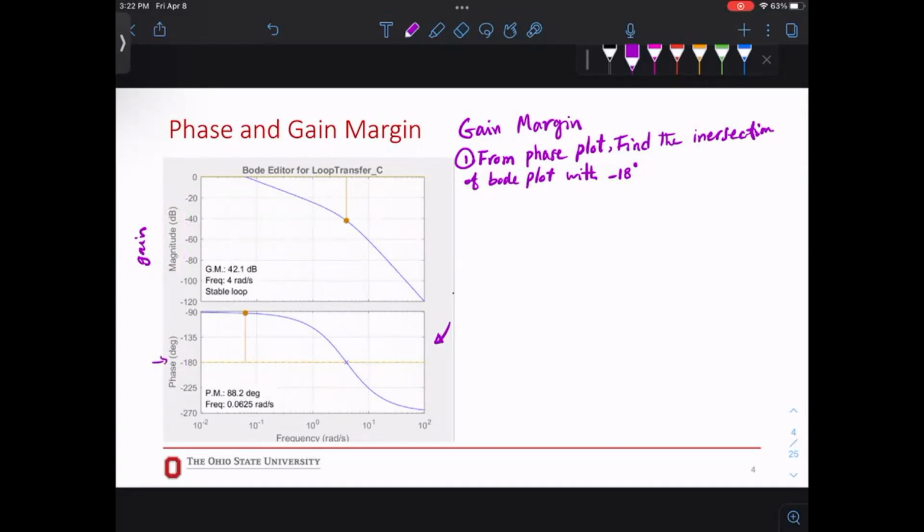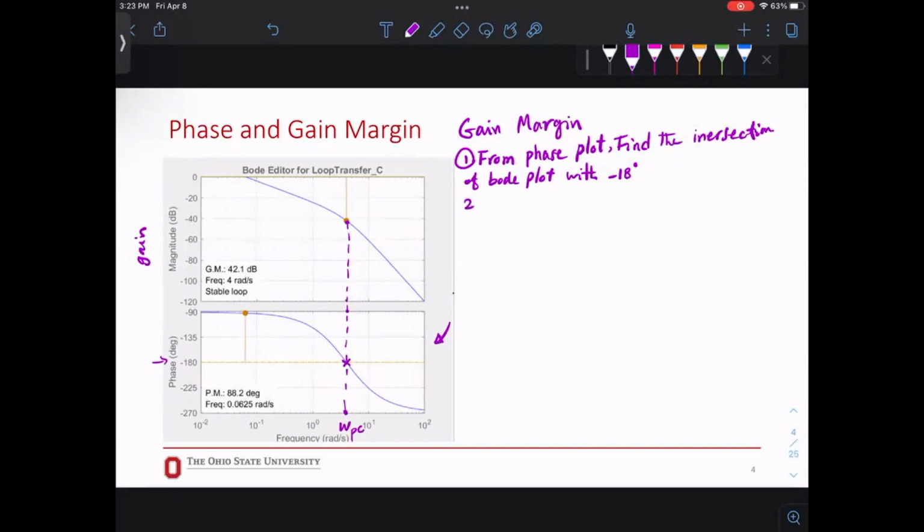I draw that, and whenever this intersects, I'm going up because this is phase. You can go down also, but it doesn't give you any. So you read it here. You keep going up until it crosses your gain, your magnitude plot. The frequency that you find here or here is your omega PC, the crossover frequency.